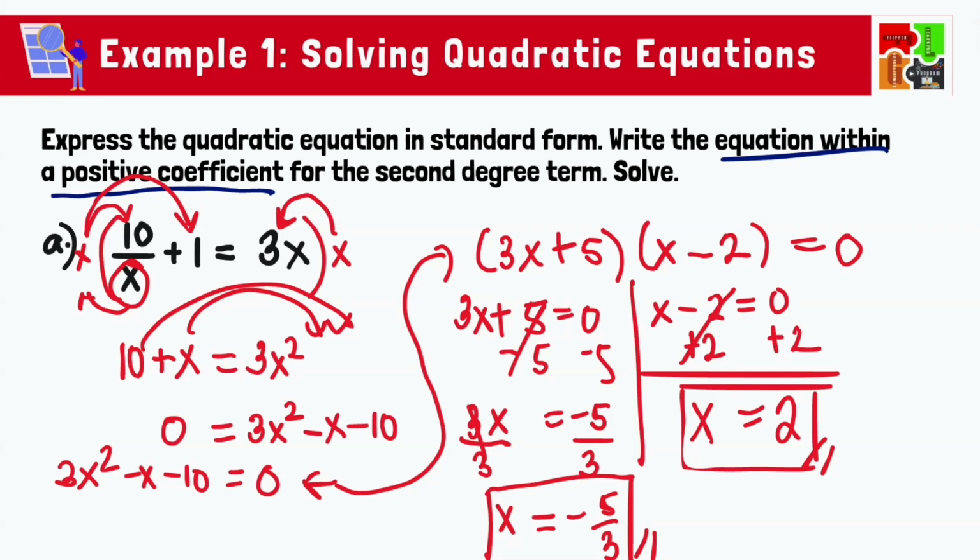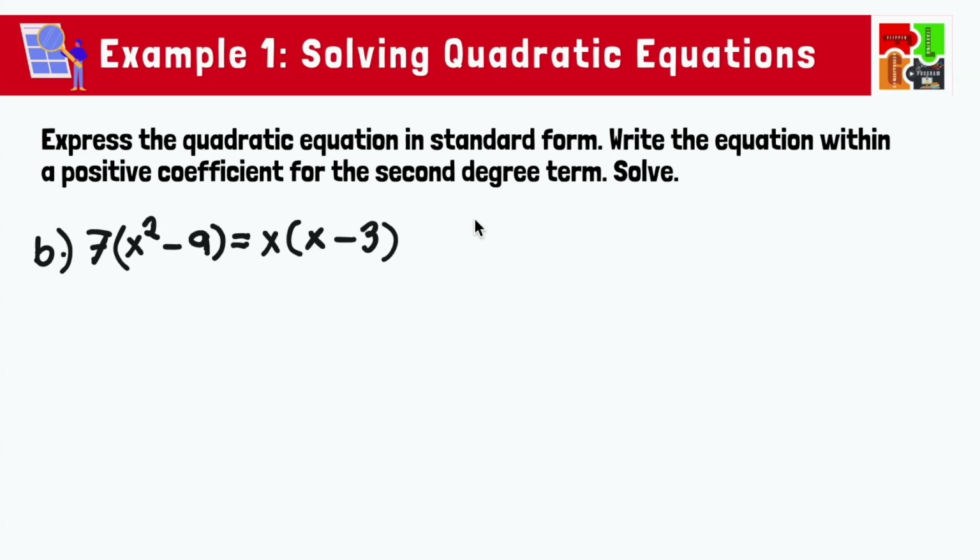Okay, so next would be like this. Okay, what about this one? How will you transform this into a quadratic standard form? Okay, the first one would be like this. Okay, you have to multiply 7 times x squared. May tinatawag na property dyan. Ang tawag na property is distributive axiom or property. So 7 times x squared, that is 7x squared. 7 times negative 9, that should be 63 or negative 63.